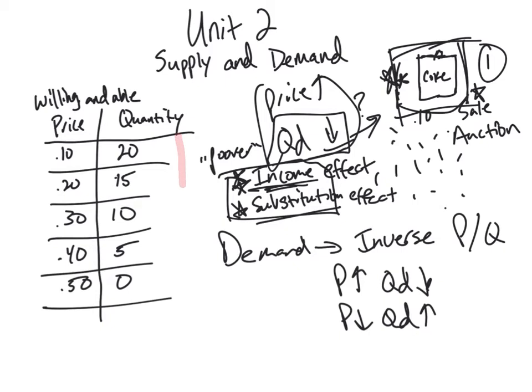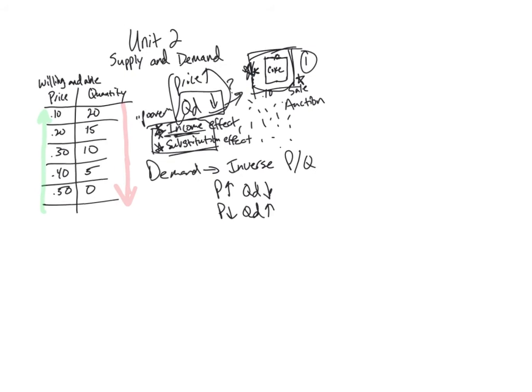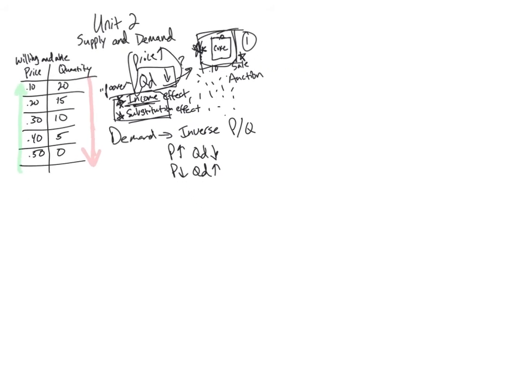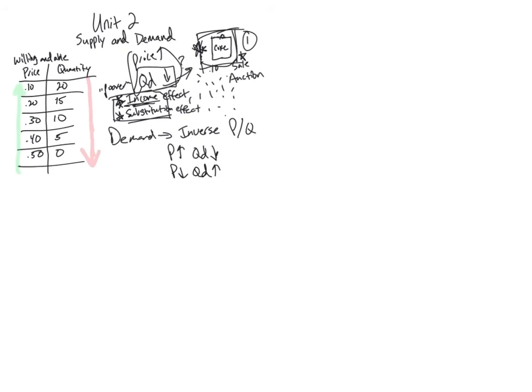So we can follow this going this way, or we can follow this going this direction, right? And so when the price is going up, the quantity demanded is going down, or when the price is going down, the quantity demanded is going up. An inverse relationship between those two things. So what we want to kind of end up doing is showing this in a bit of a graphic form, right?